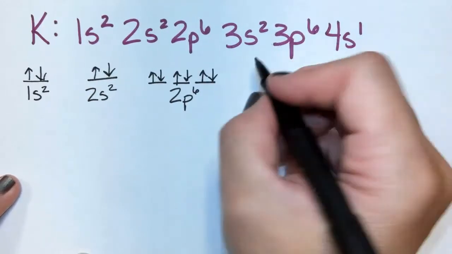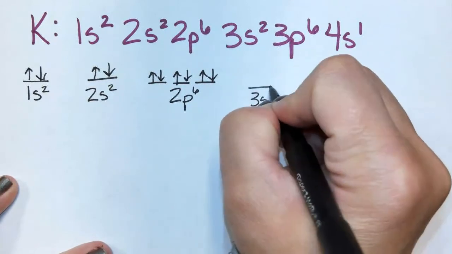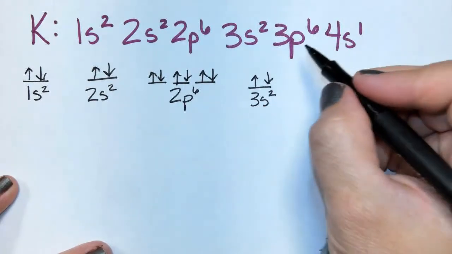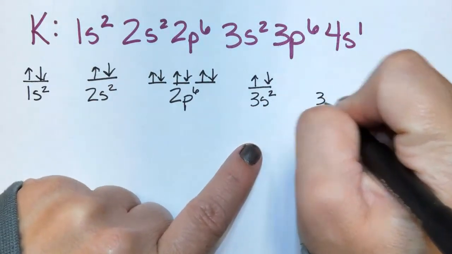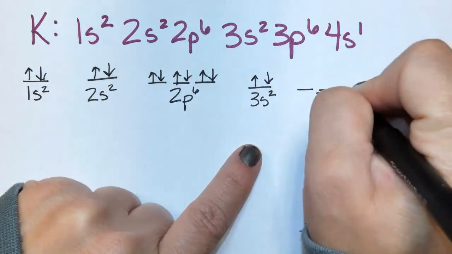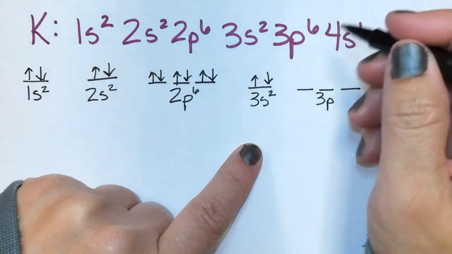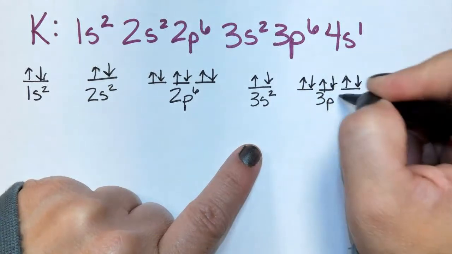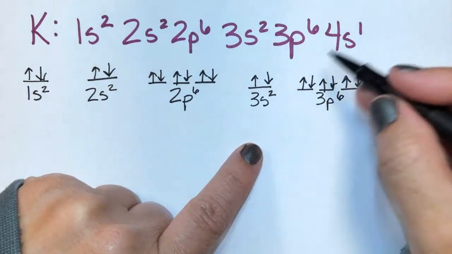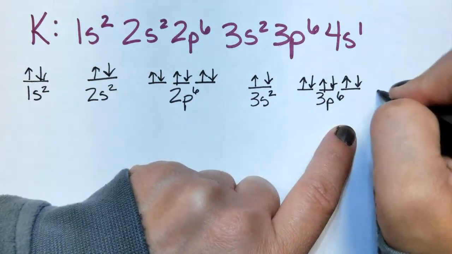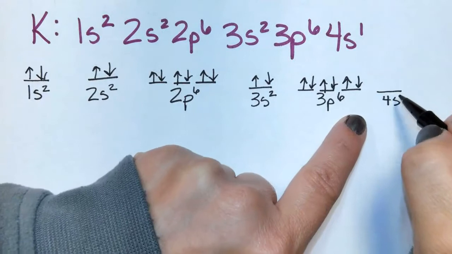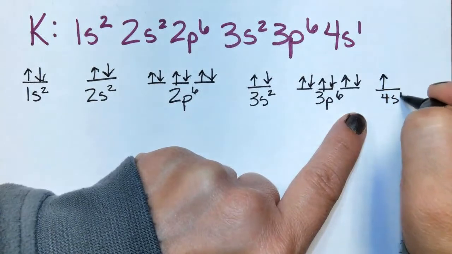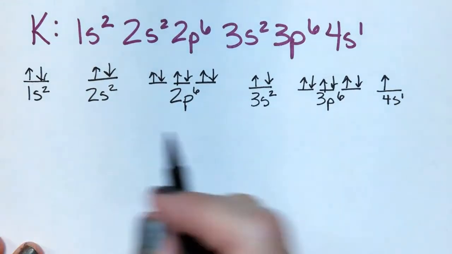Next is 3s, and because it's an S sublevel, it has one orbital, 2 electrons, one up arrow, one down arrow, and there's my little 2. Now, 3p. Remember, p sublevels have 1, 2, 3 orbitals. 6 electrons, and they're going to go up, up, up, and then down, down, down. 3p6. Singles before pairs. Finally, 4s1, we're going to put 4s. There's only one orbital for S sublevels, and there's only one electron in this one, so we're going to have an up arrow, and we're going to put a 1, and that's the orbital notation for potassium.